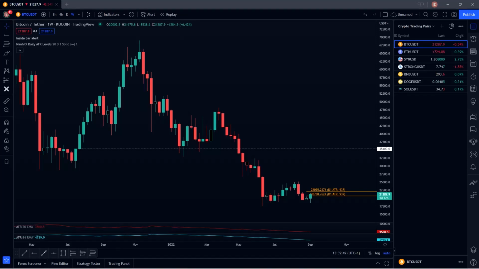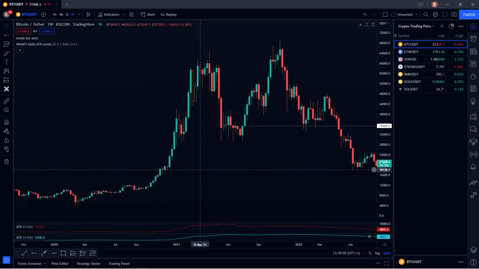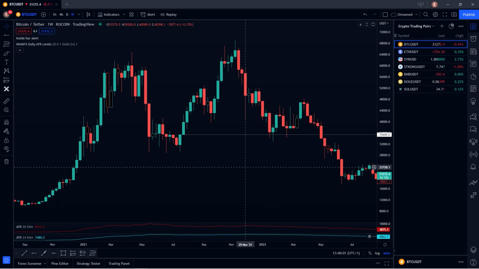Today what we're going to be going through is how to find better entries with support resistance levels. I've been using these levels for a long time in my trading to get pinpoint accurate entries into trades when I have a decent idea of where the market's going to go.